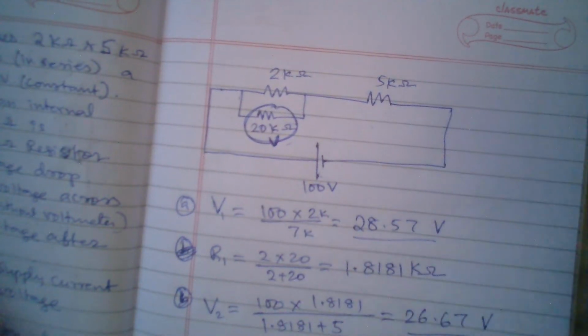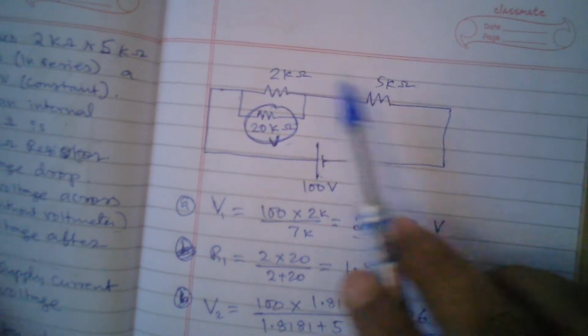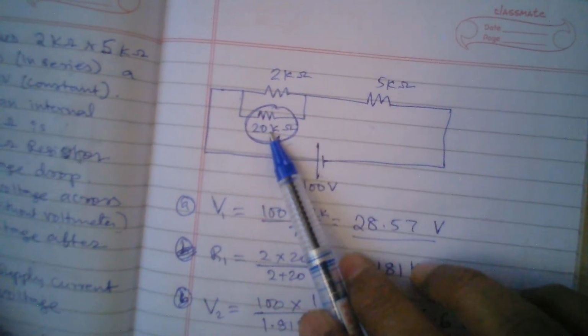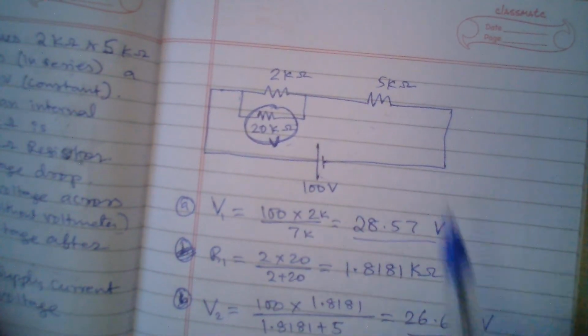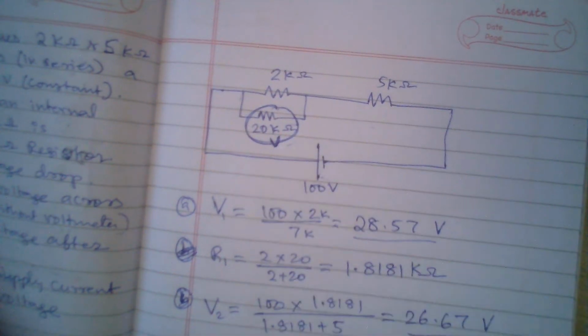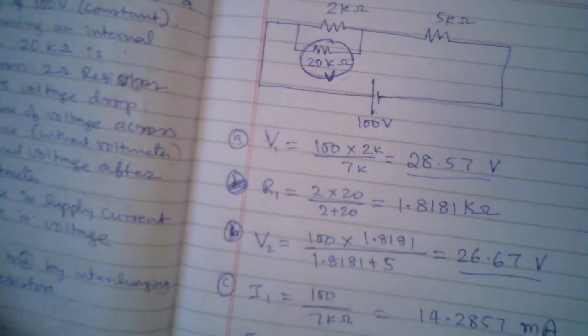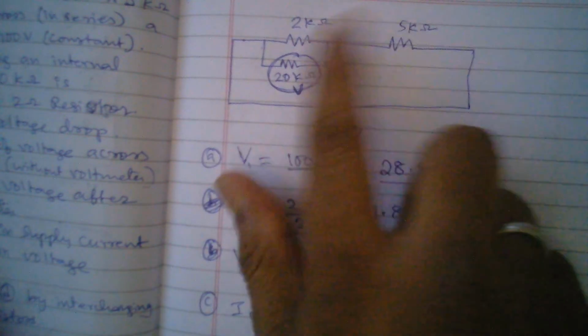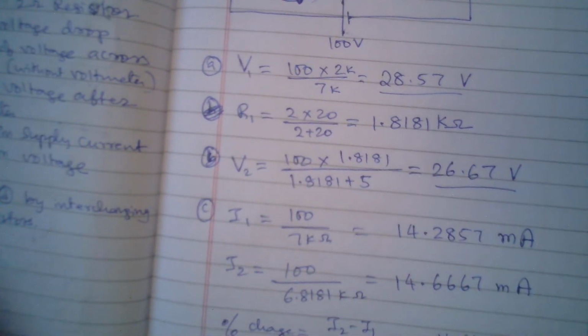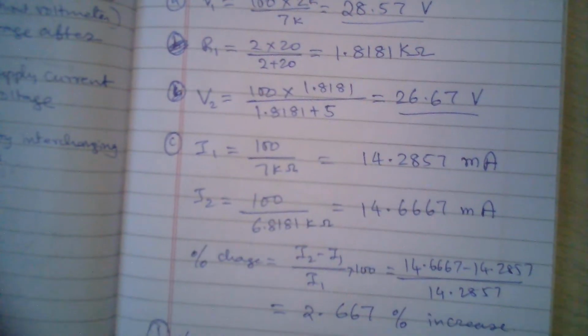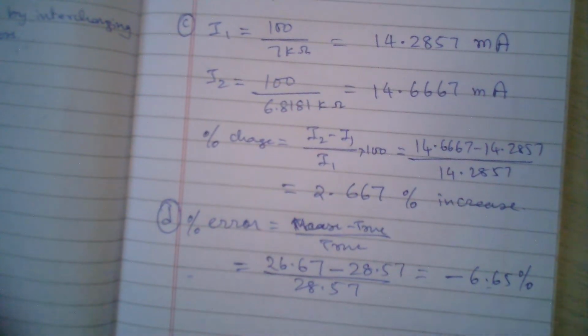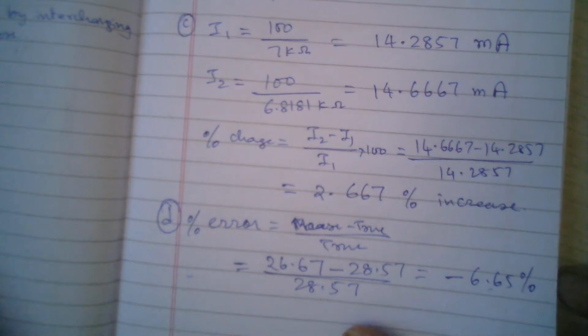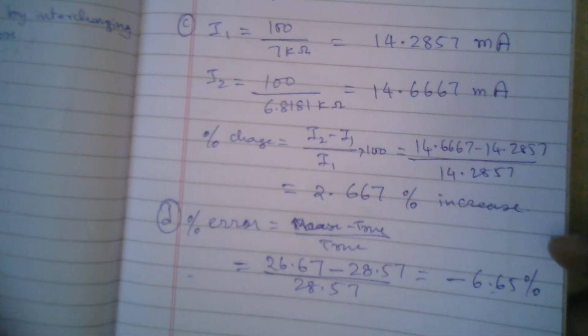You can think about it, pause the video and think about it. My guess is that if you keep the 5 kilo ohm resistance here and 2 kilo ohm resistance here, the error will be more severe, because 5 and this 20 are closer to each other, so the impact on the circuit will be more severe. But I leave it to the viewer to try that. Take a sheet of paper, interchange the 5 and 2, repeat these calculations, and see for yourself whether the error is increasing or decreasing. Whether my conclusion is correct or wrong, you can share your findings in the comment section.